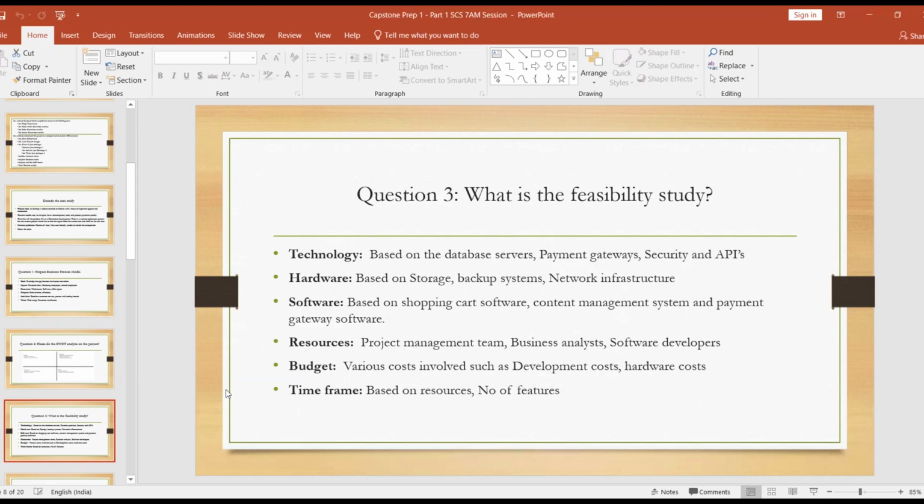While preparing your document, write what exactly the feasibility study is initially, and then elaborate everything related to it.